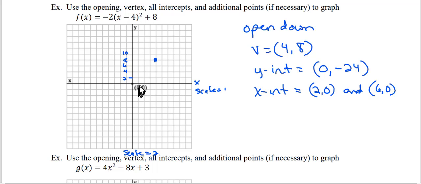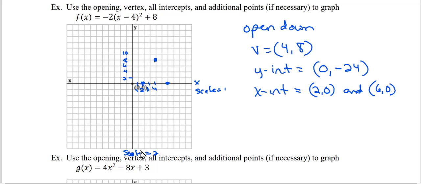Let's graph the x-intercepts. 2, 3, 4. Just remembering that this scale is by 1s, so I'm going to have an x-intercept here and here: (2, 0) and (6, 0). 2, 4, 6, 8, 10, 12, 14, 16, 18, 20, 22. Oh, shoot. I thought I was going to have enough space. My y-intercept would actually be down here off the chart. I thought I had 12 boxes there. So (0, -24) is down here.